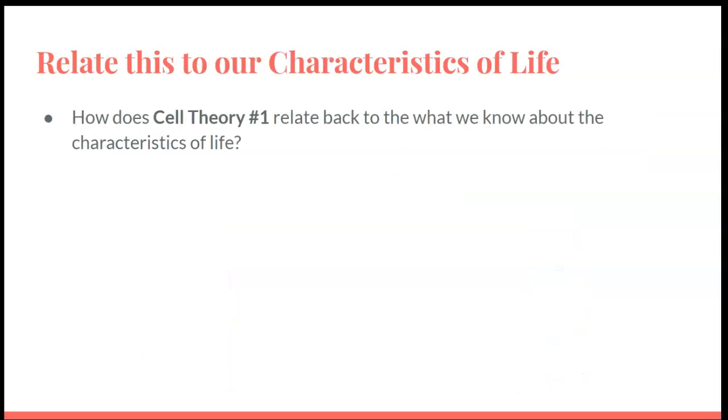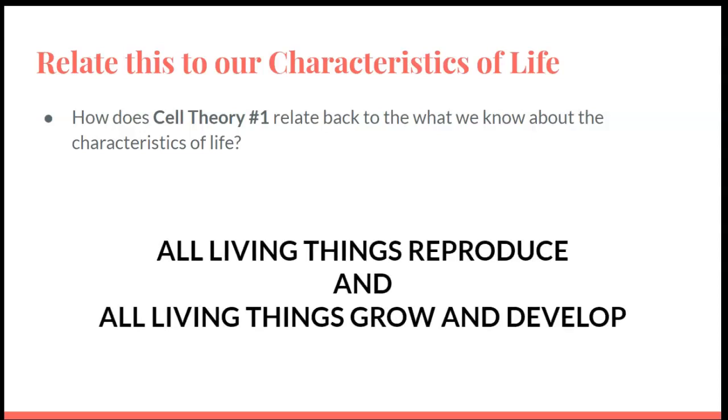Okay? Have a guess as to what characteristic of life this would represent. Well, that should say cell theory number 3. So how does cell theory number 3 relate back to what we know about the characteristics of life? For this one, it's a double whammy. All things reproduce, right? Because we talked about cells reproducing from themselves. They don't just magically appear. They have to come from a parent cell.